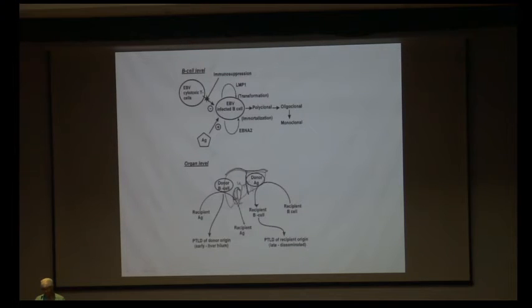And at the organ level, again, there can be two types, donor B cell and donor antigen. So the recipient B cell activated by donor antigen can produce PTLD of recipient origin, or the donor B cell can be activated by recipient antigen and it will become a PTLD of donor origin.